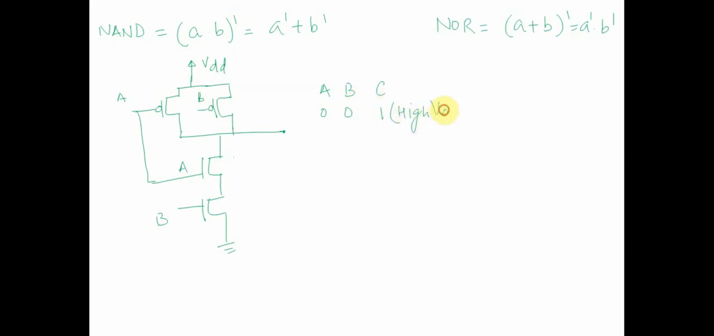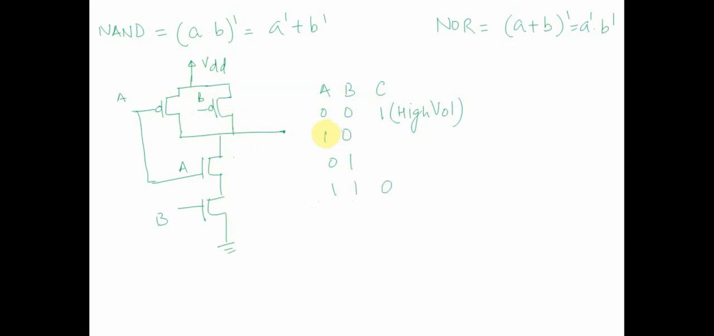Let's assume it was the logic level 1. Now what happens if any of my A, B, let's assume my A is 1, B is 0, this is 0, this is 1, both are 1. If both are 1, both of them are off, this is on, this acts like a short circuit and output is 0, this is a low volt.